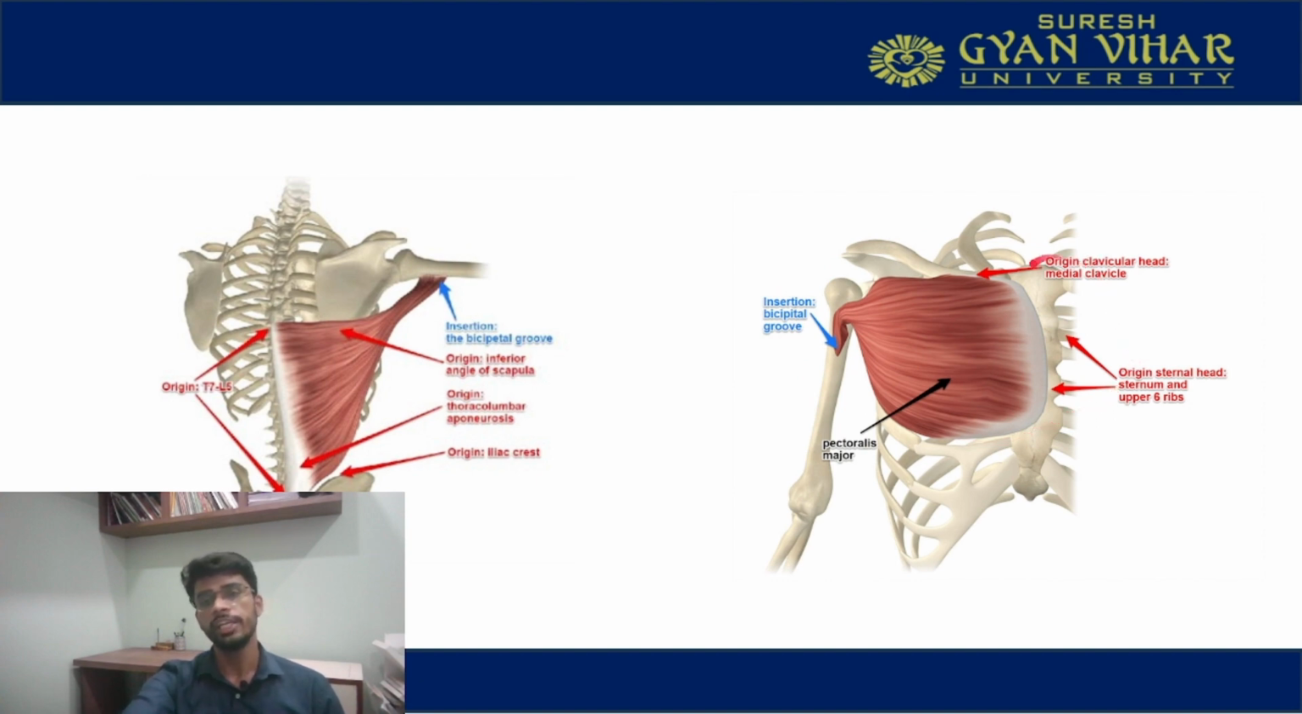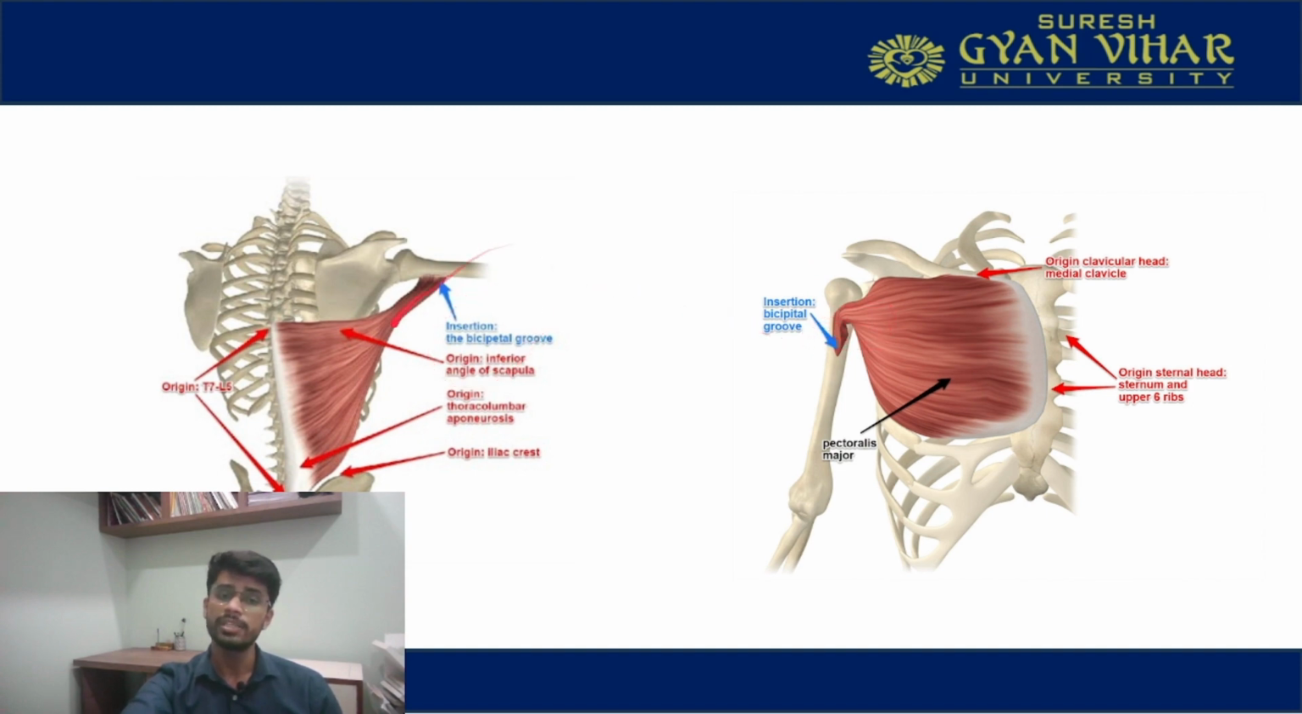There is a clavicular head which originates from the clavicle. There is a sternal head, which originates from the upper 6 ribs. This muscle moves like this, and in a bilaminar tendon insertion, it gets inserted at the bicipital groove. It gets inserted at which lip? Lateral lip of the bicipital groove.